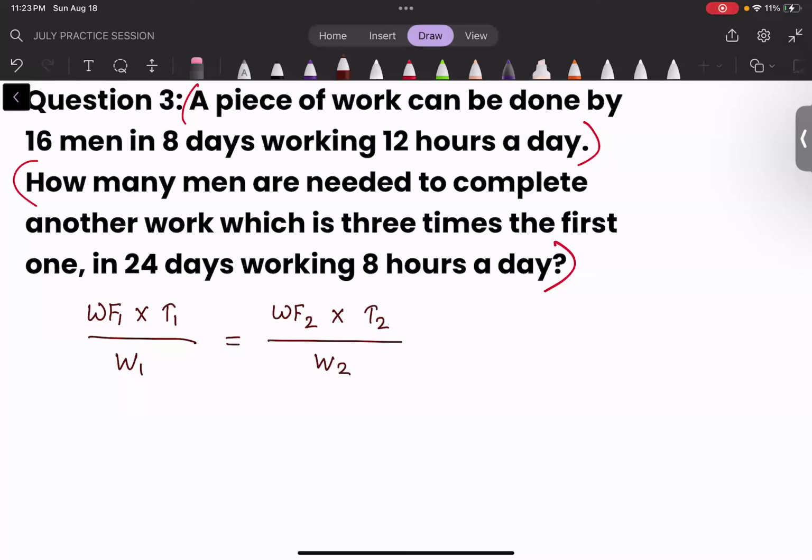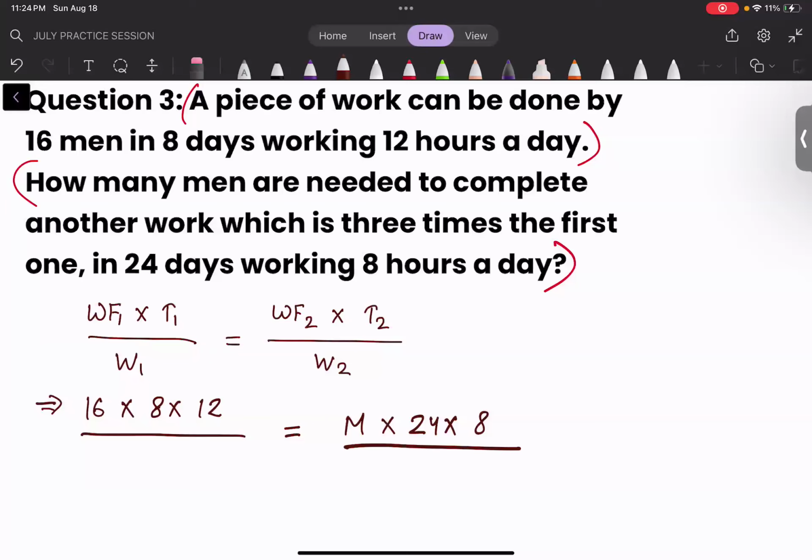16 men are there in the first situation, so write 16 for WF1. They are working for 8 days, so write 8. 12 hours per day. How much work? I don't know. How many men? Let's suppose M number of men. Another work which is 3 times the first one, 24 days and 8 hours per day. Carefully answer one thing.